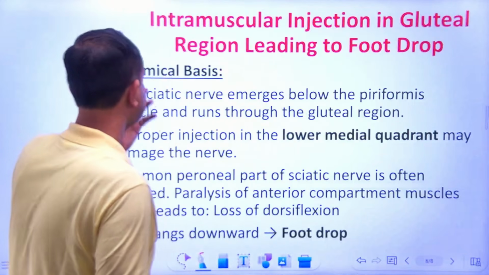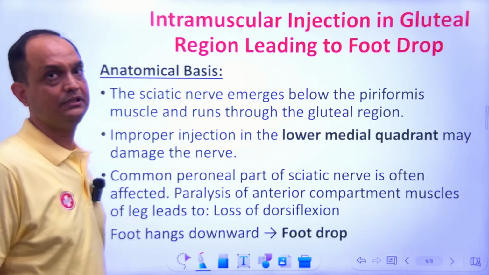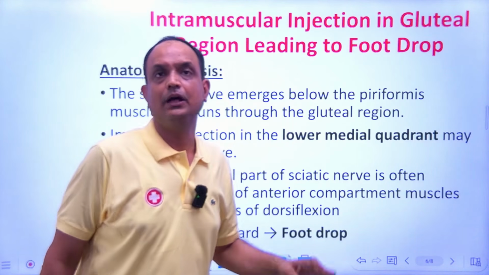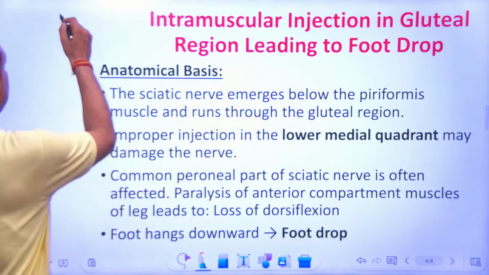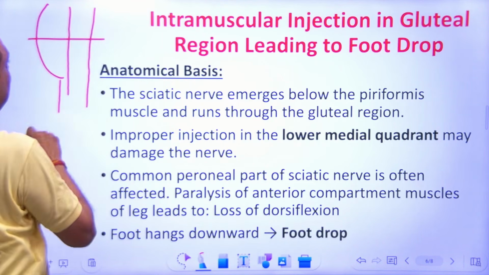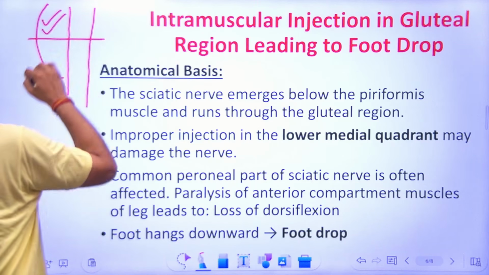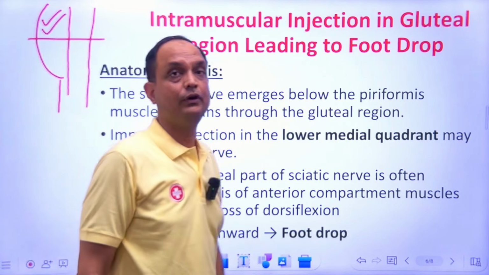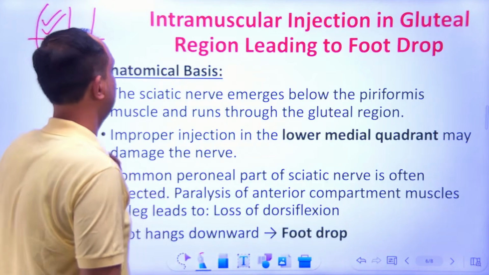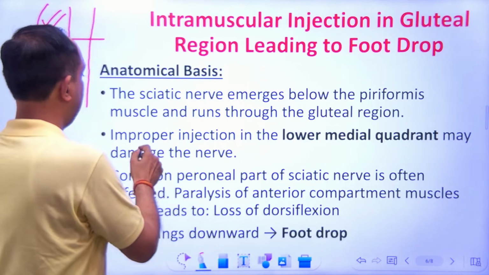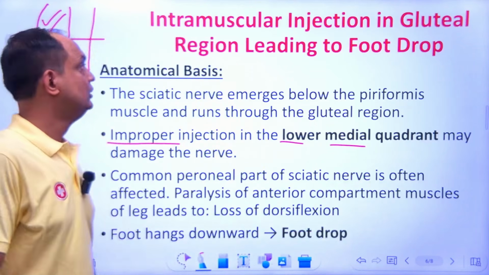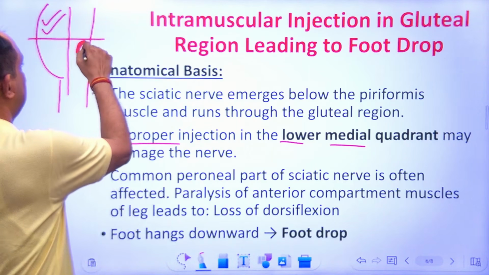The next question: intramuscular injection is given in the gluteal region and it is leading to foot drop. Now this is easy to understand, because we divide the gluteal region into 4 quadrants, and the upper and outer quadrant is the safest quadrant for intramuscular injection to avoid nerve injury. But in this question, the improper injection is given into the lower and inner or medial quadrant.